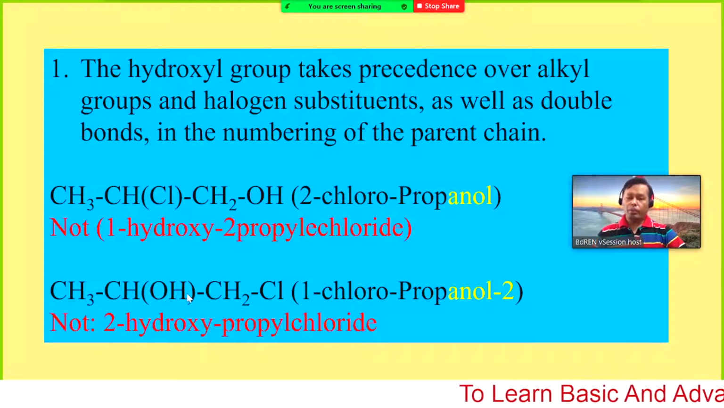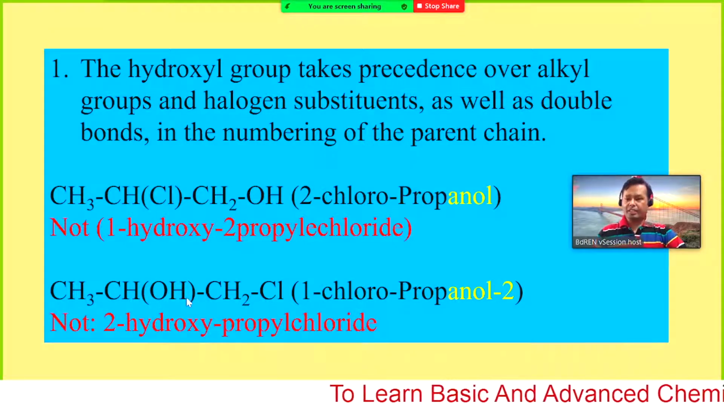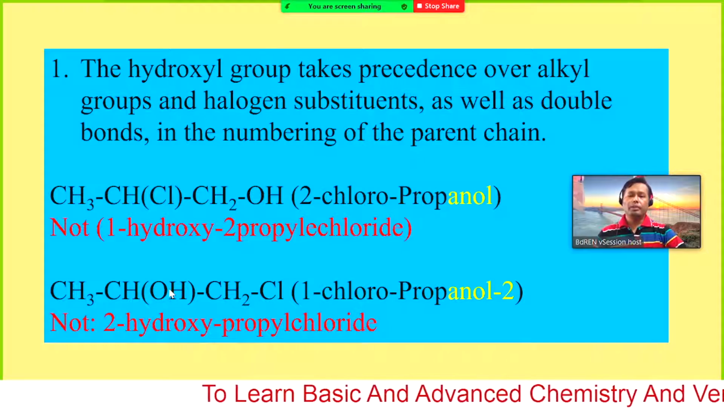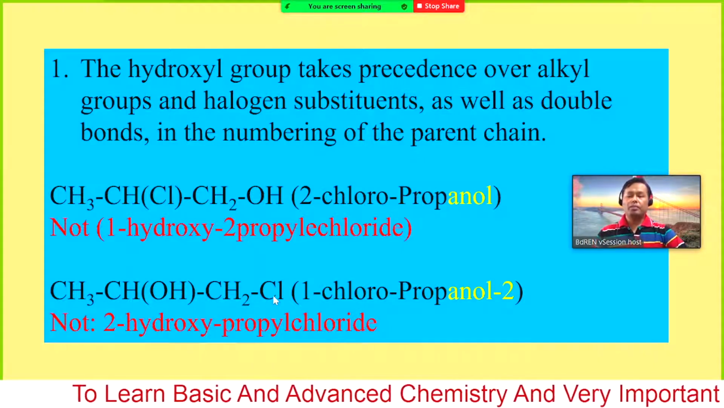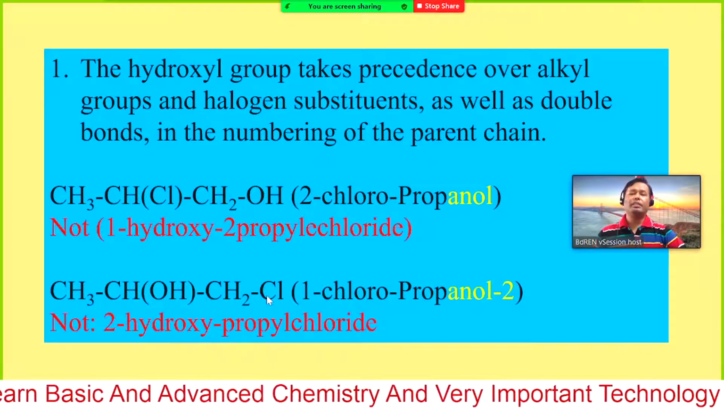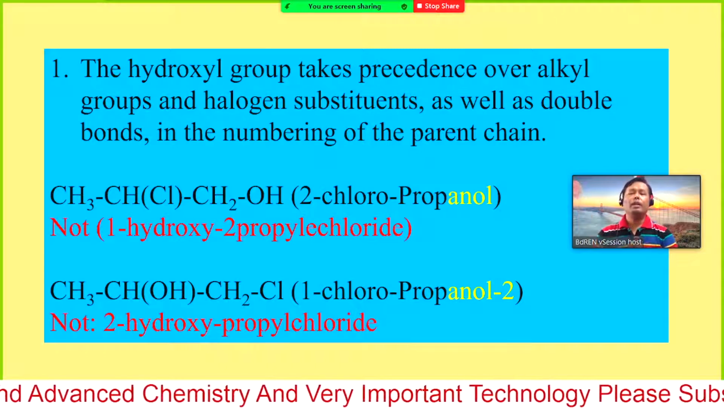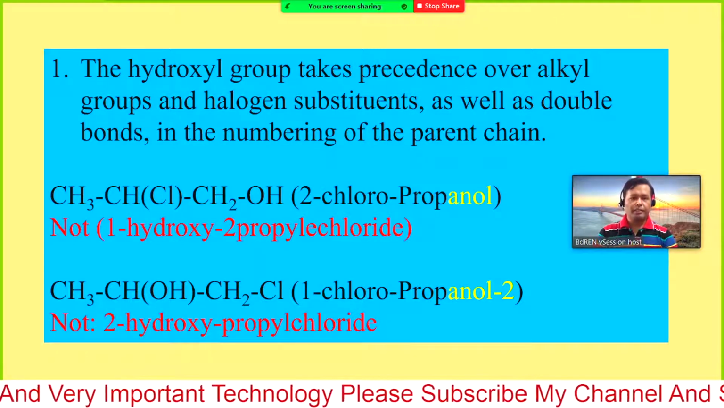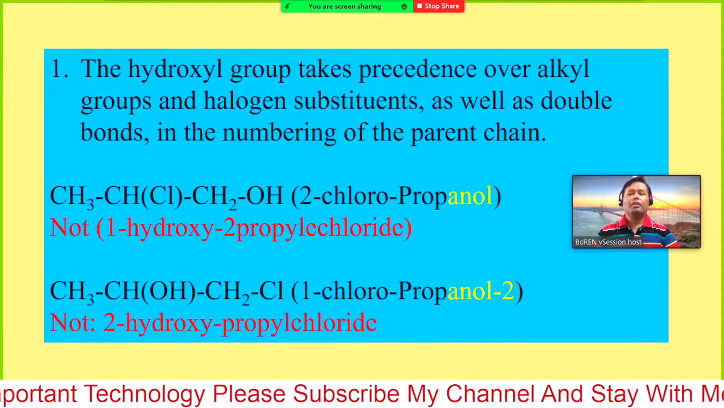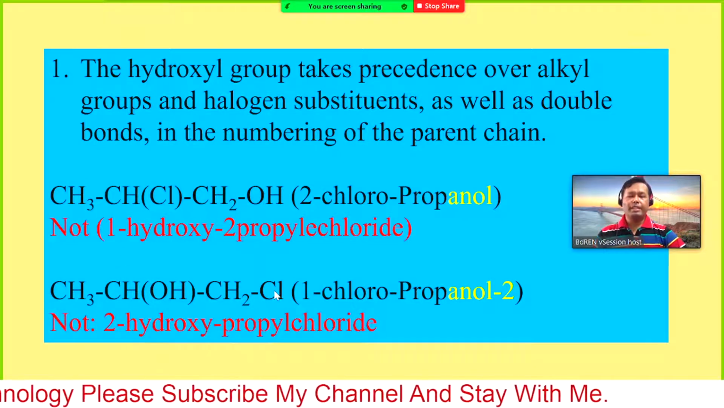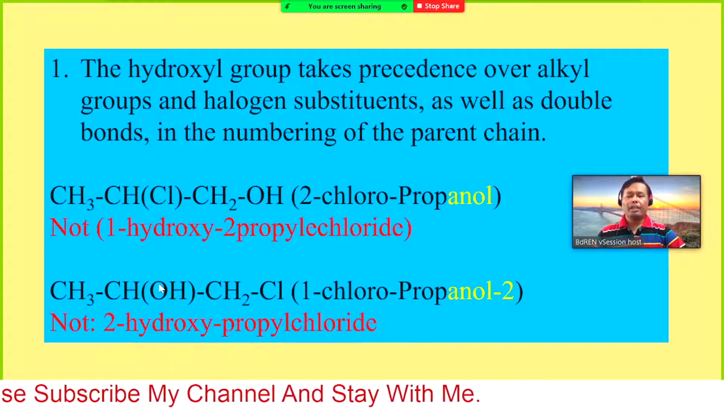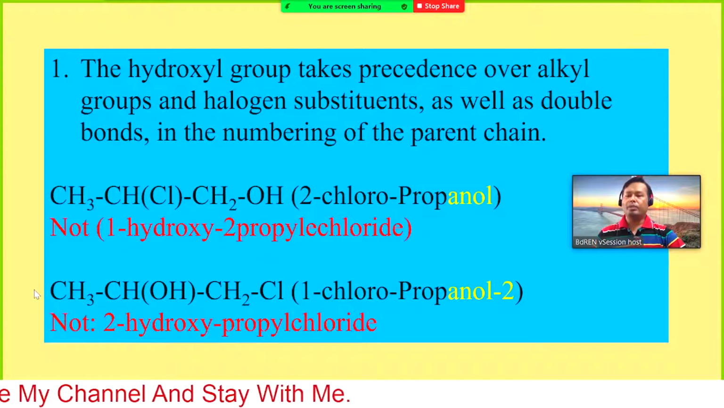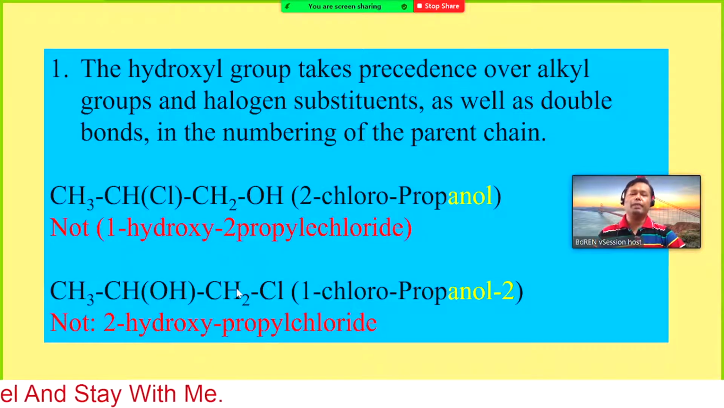So we are giving the preference first to the OH position. However, if we have other substituents, then we need to think about the position, or the summation of the positions of the substituents should be minimum. So if we number from the right side, we are getting 1 plus 2 equals 3, and if we number from this side, then 2 plus 3, that becomes 5. So that is not perfect, so we should number from the right side.